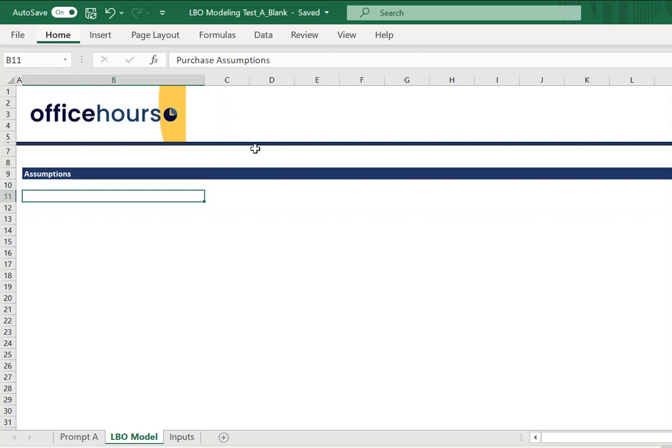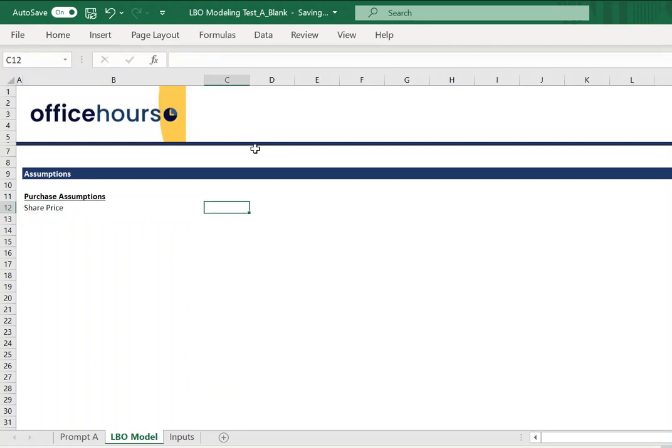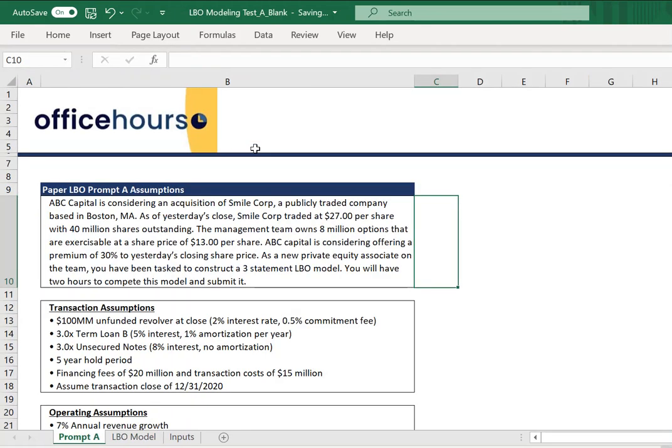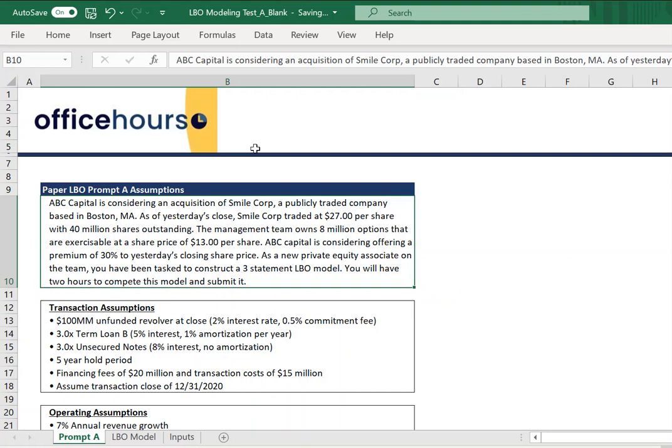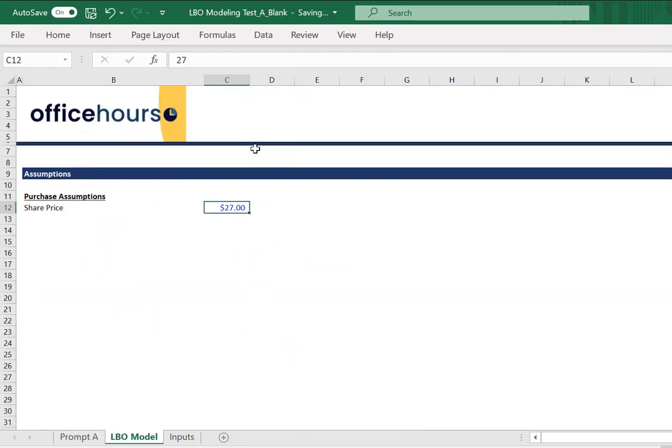Let's start with the purchase assumptions. Share price, we know that's 27 from the prompt. So Smile Corp is going to be acquired at $27 per share. We know that the purchase premium is going to be 30%. There are 40 million shares outstanding.